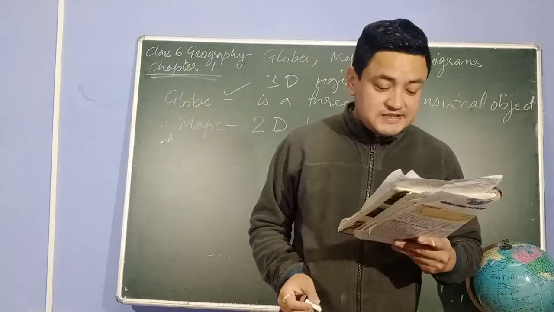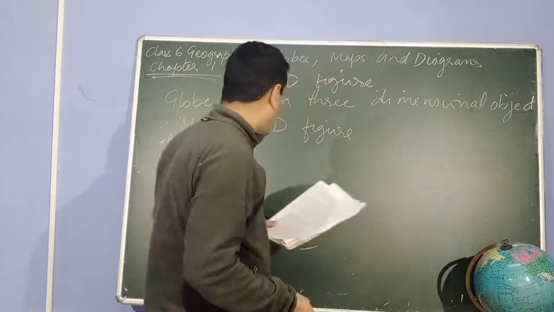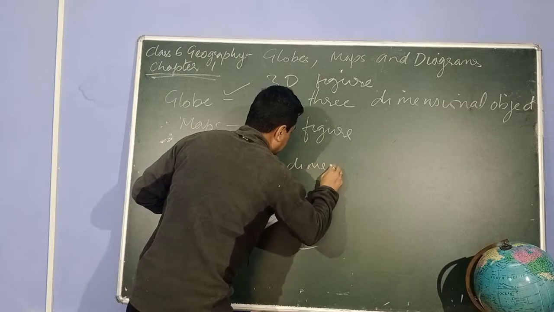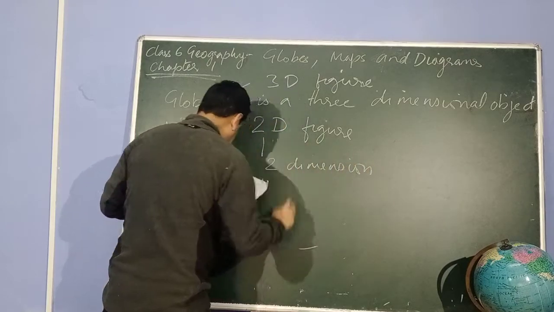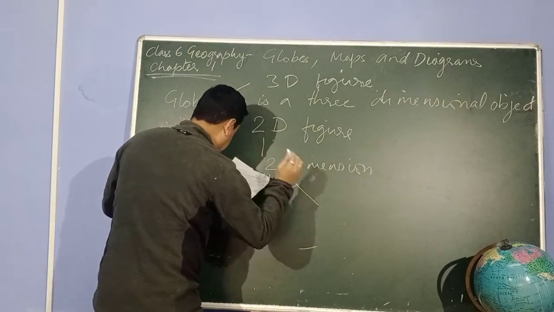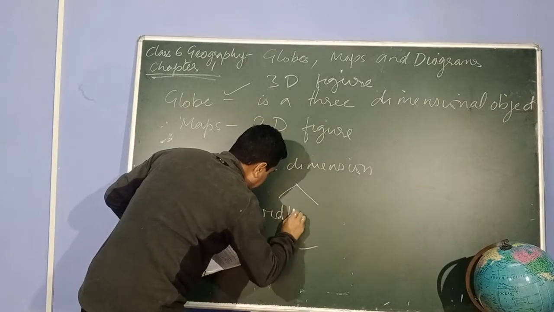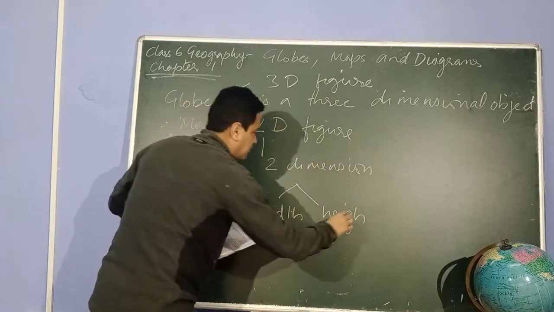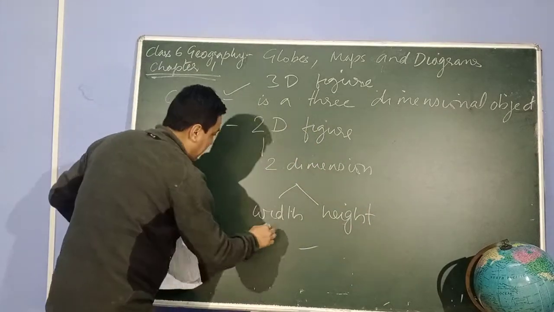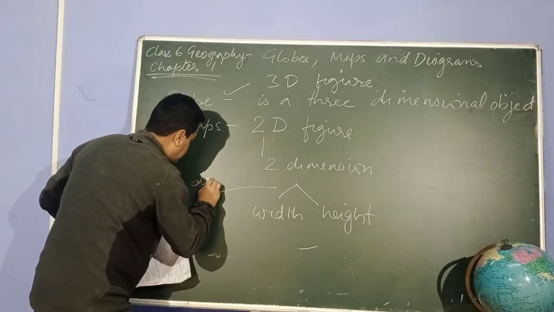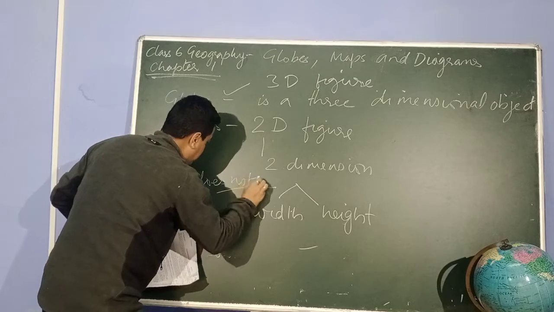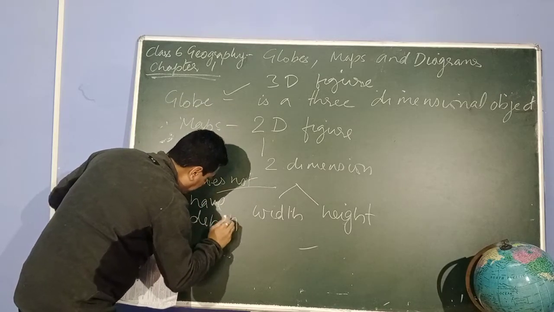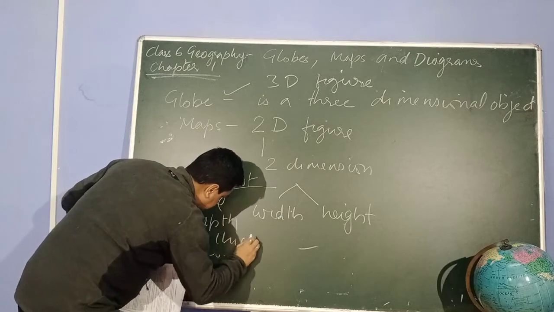A 2D shape is a shape with two dimensions. So whenever we are talking about a 2D shape, it has two dimensions. What are the two dimensions? Now I am writing on the blackboard. It is width and height, but it does not have depth or thickness.